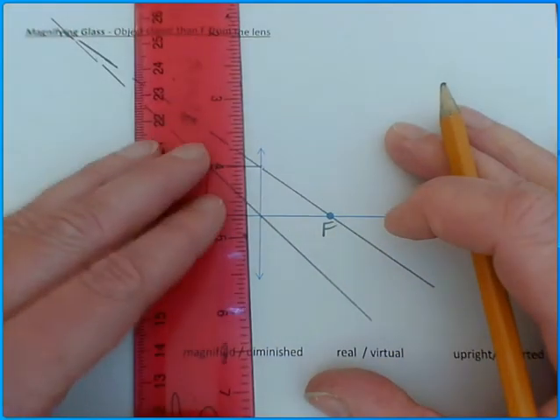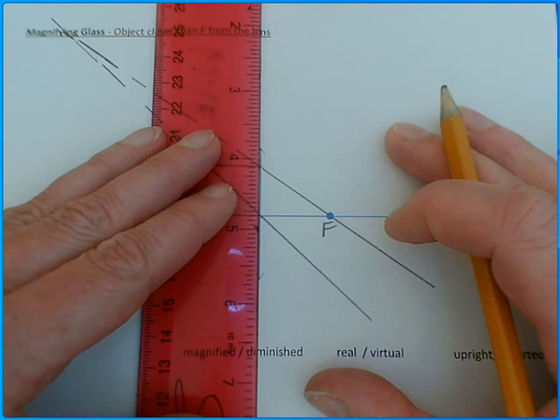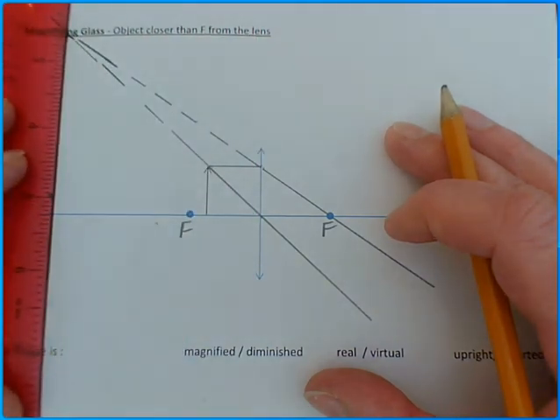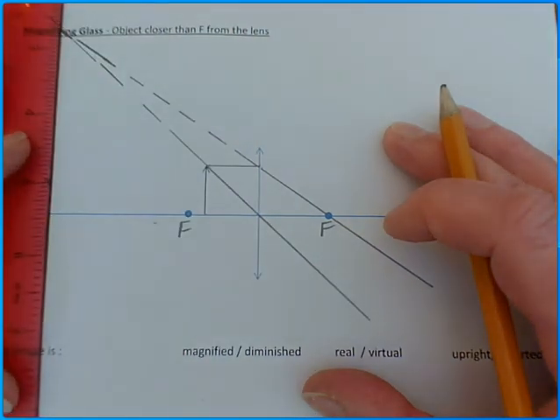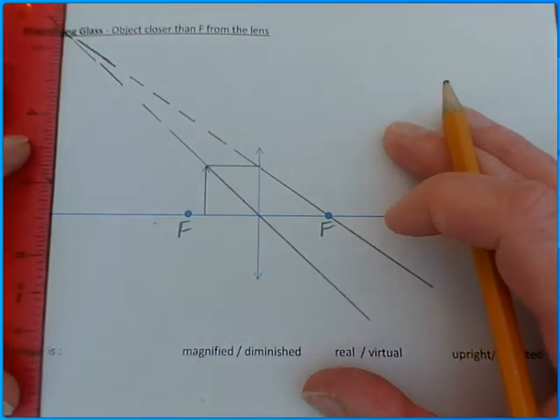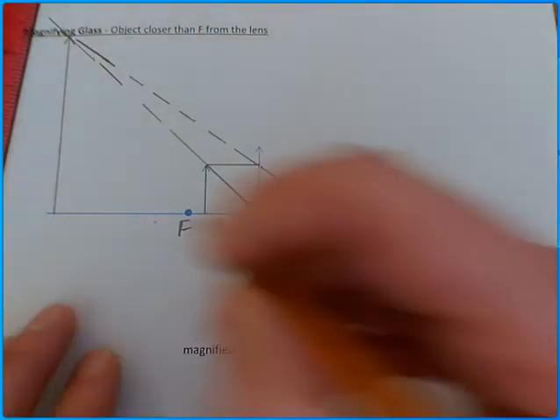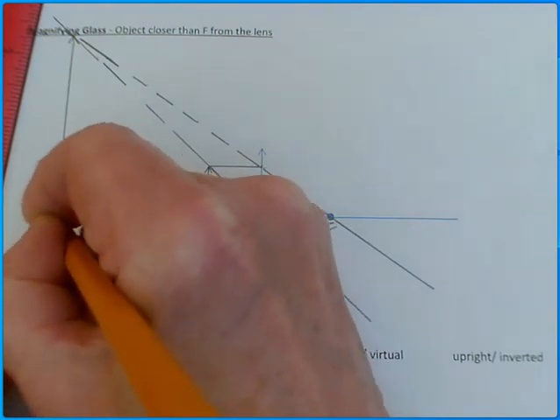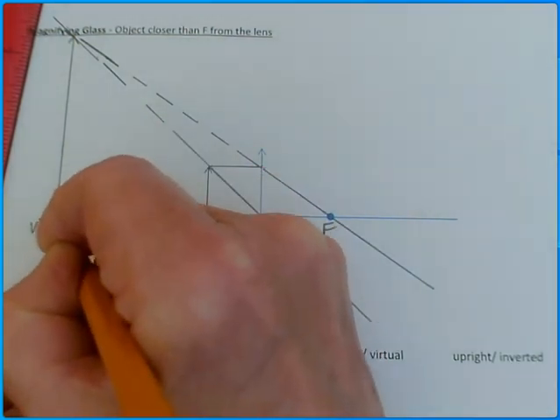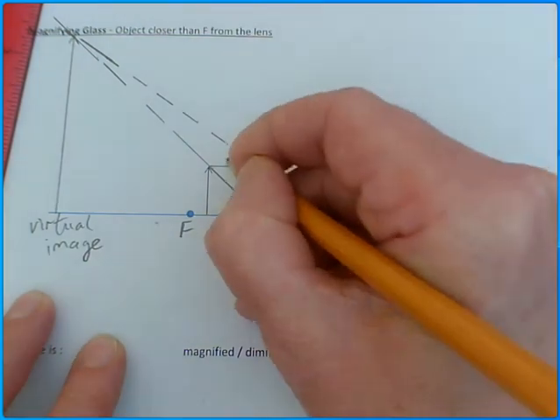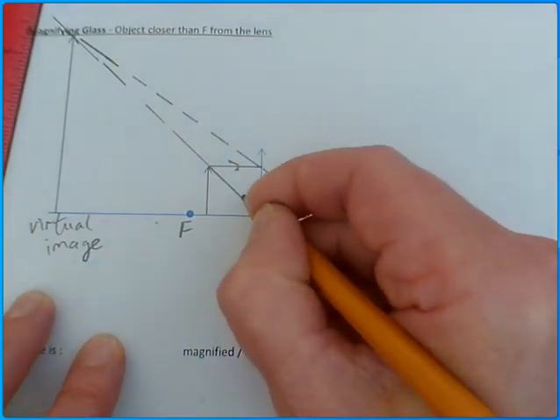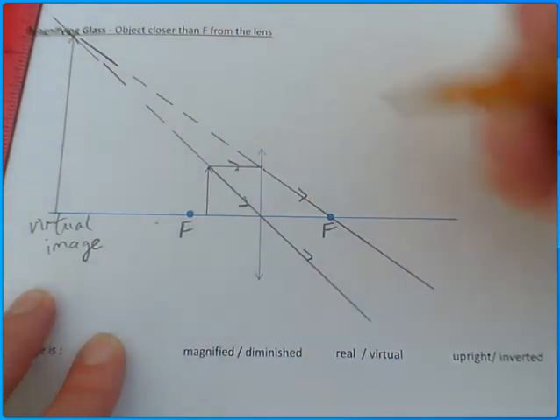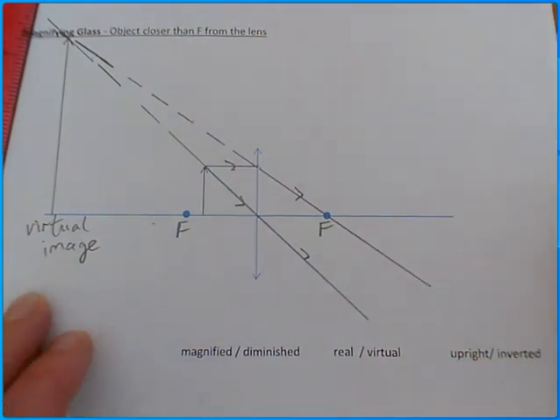Again, it's quite hard by the time you get a long way from the lens to draw in a vertical line. It's where having a transparent ruler comes in handy. And so we're going to draw in our image over here. And so this is our virtual image. These are the paths of the actual rays of light, and these are the extrapolated rays going backwards.